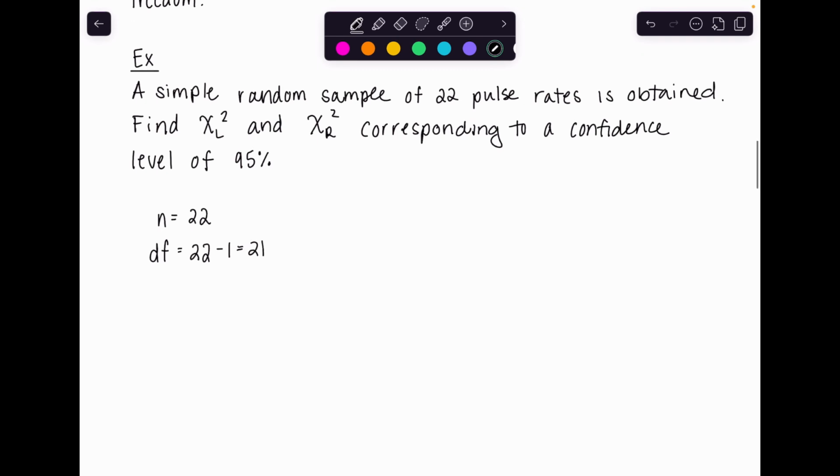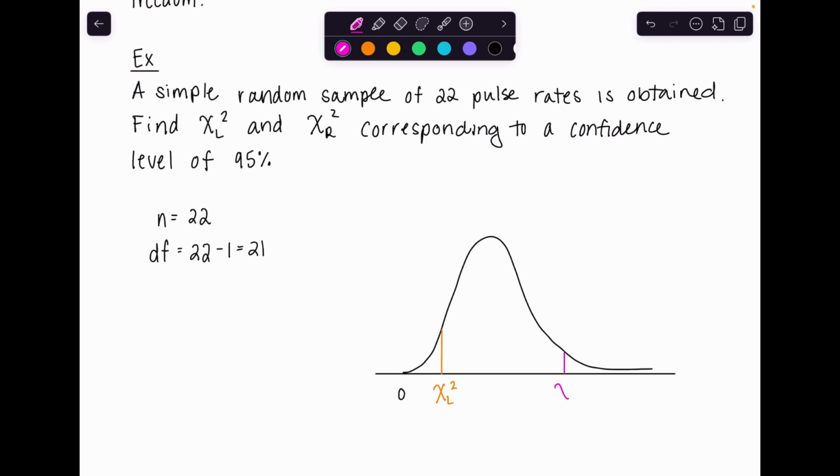I like to draw a picture for these to be able to see what my left and right cutoff values are. So I'm going to go ahead and draw the bottom. This is my starting value of 0. Go a little bit past it. And then our chi-squared distribution starts at that and then goes to the right. I want a 95% confidence interval. So that means I need some value here, which is the left. And then I need some value here, which is the right. And I want 95% of data to fall in between the two of these.